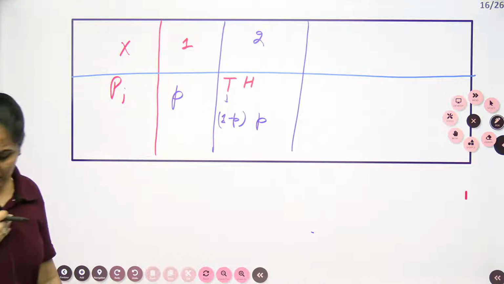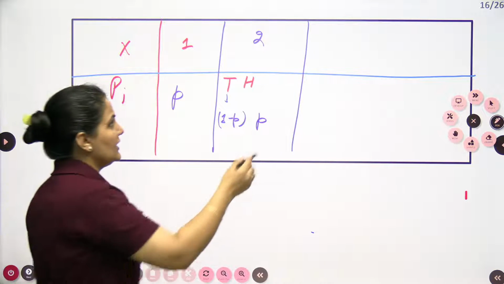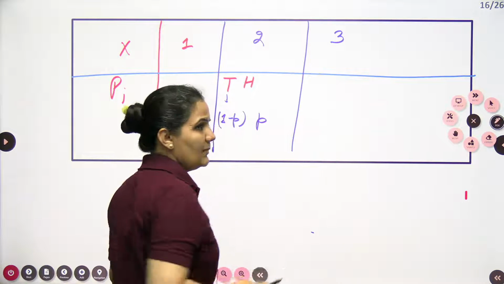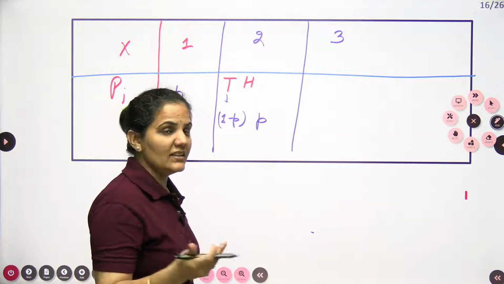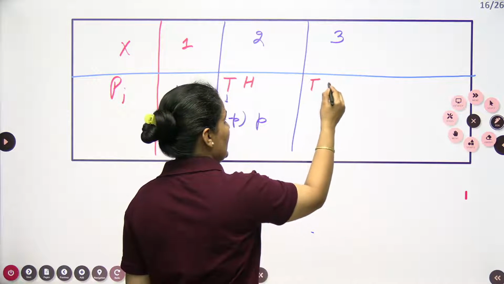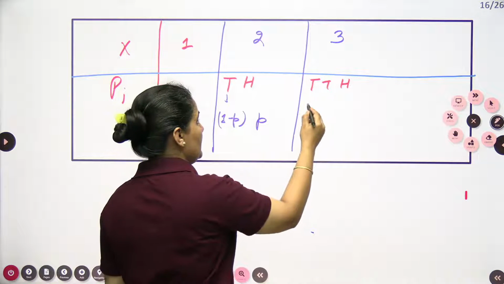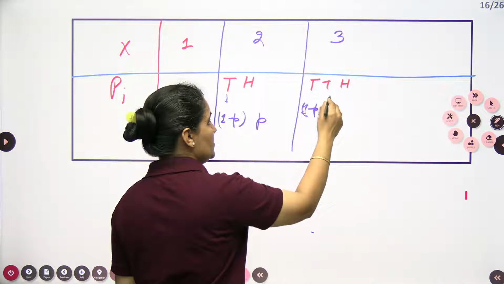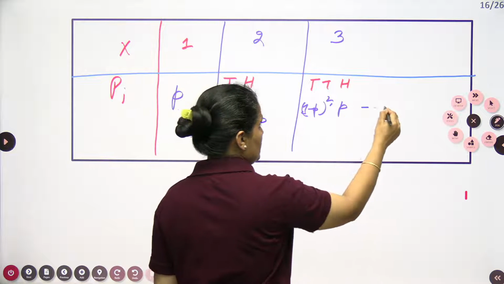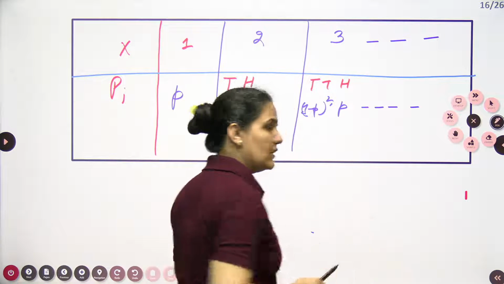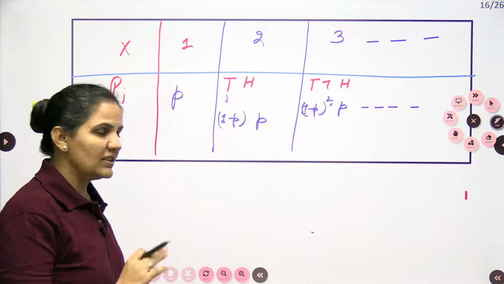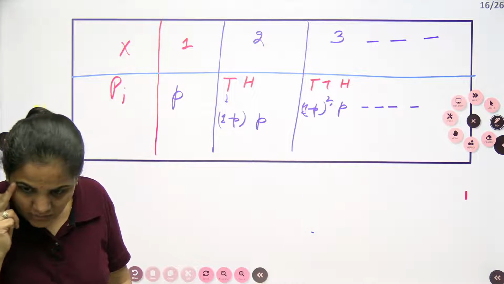I am talking about it in general. If I go with the third one, suppose I am getting head in the third trial. So this will be tail, tail and head. It will be 1 minus p two times, and then head, which is p. And so on we can go. So we are using this simple concept and we can solve the question.